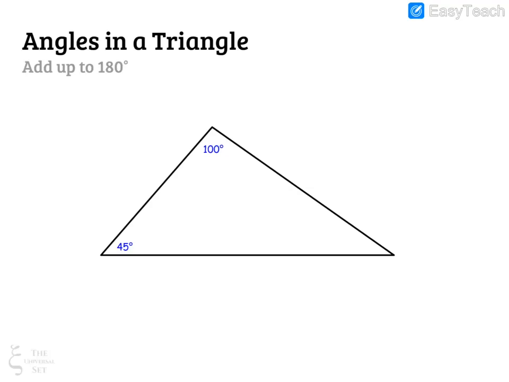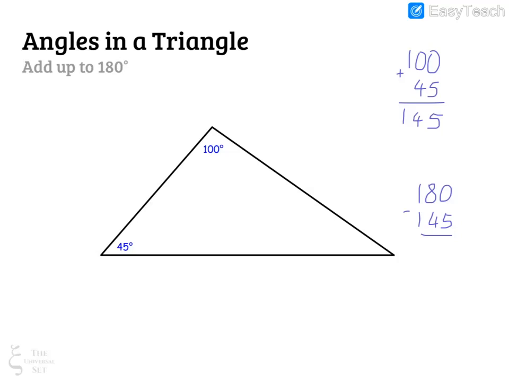If we look at this triangle here, I've got 100 degrees at the top, I've got 45 degrees down here, and I don't know what this one is yet, but I can work it out because I know they all have to add up to 180. So what we're going to do is add together the two that we've got so far. We've got 100 and we've got 45, so that makes 145. But we know that 1, 2, 3 have to add up to 180, so let's do 180, take away that 145 that we've got so far, and that will tell us what our missing angle is.